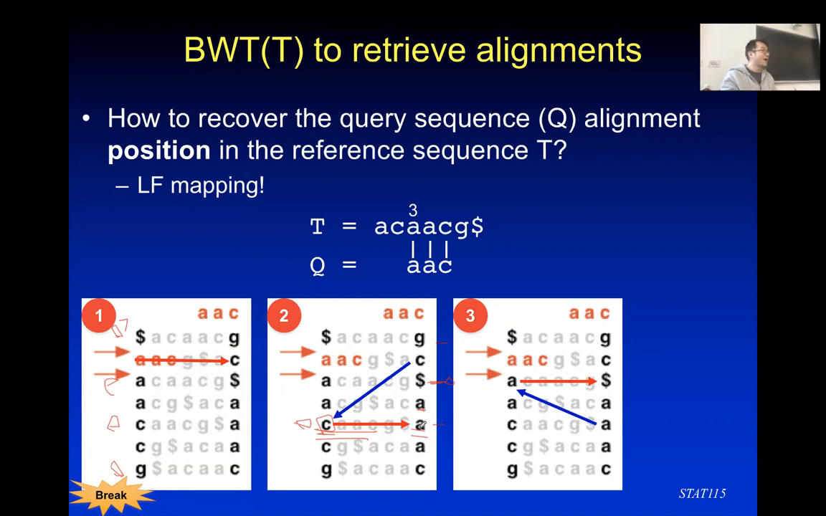So that means in practice, instead of the BWT itself, people also put some other data structures along with it, so we can retrieve the coordinate of the query fast. But it is still much more memory efficient. For example, for the human genome, we can do that within 4 gigabytes of memory, which means you can run alignment on your laptop.